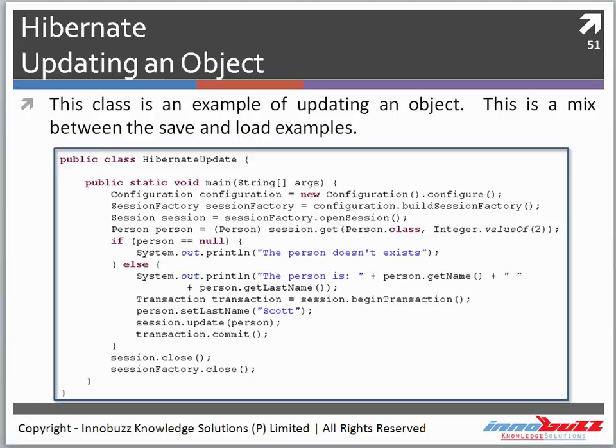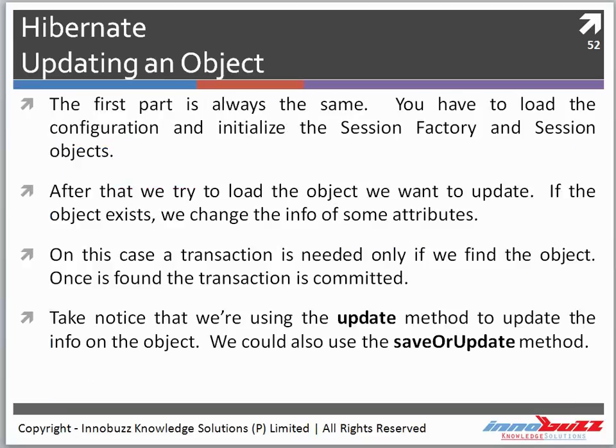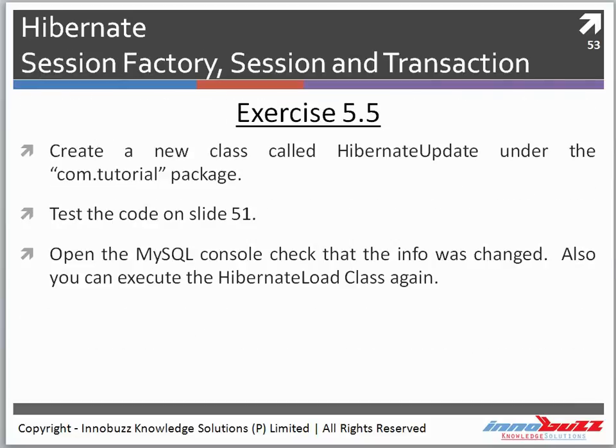If the object was found, then a transaction is opened and we change some info of the object's attributes, and then we call the update method on the session object. We could also call the save or update method. After this, the transaction is committed. Please review these additional comments about the previous example. Please continue with this exercise.